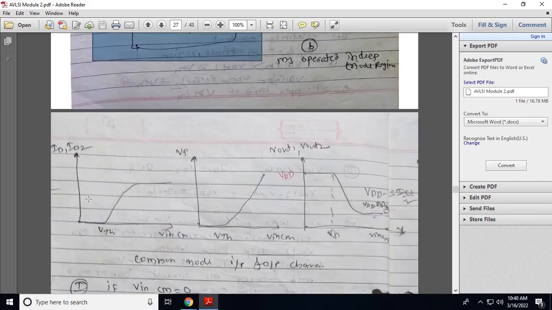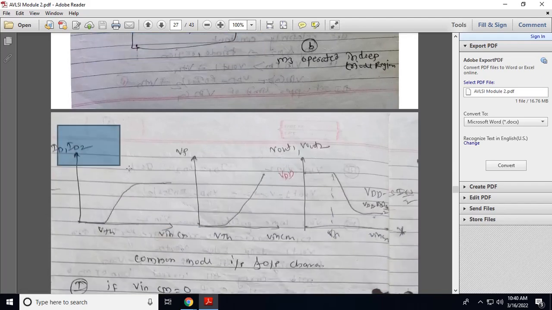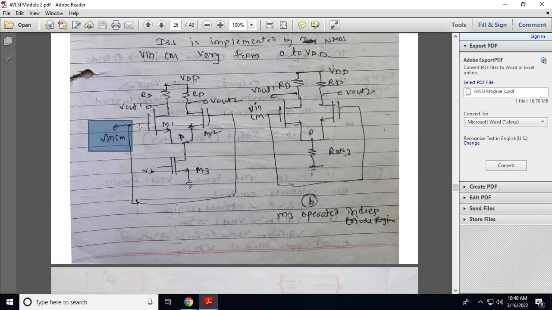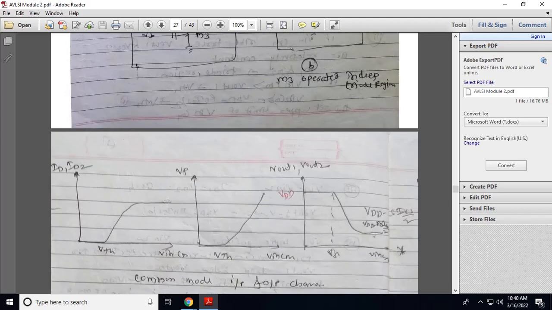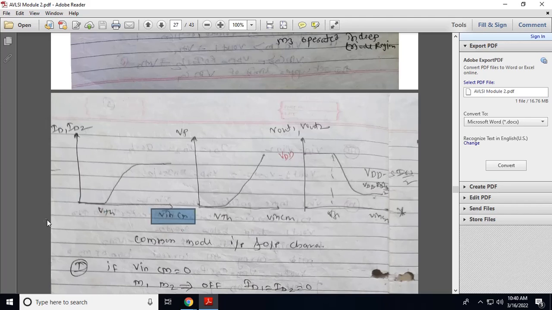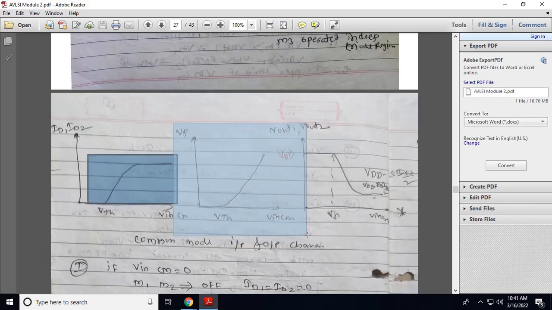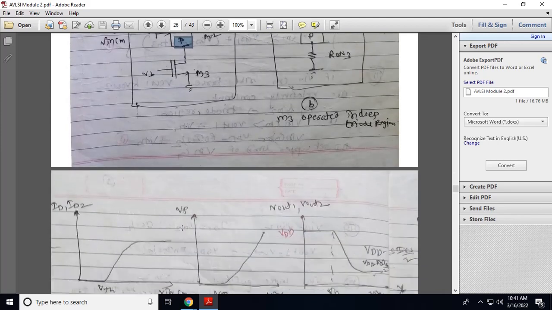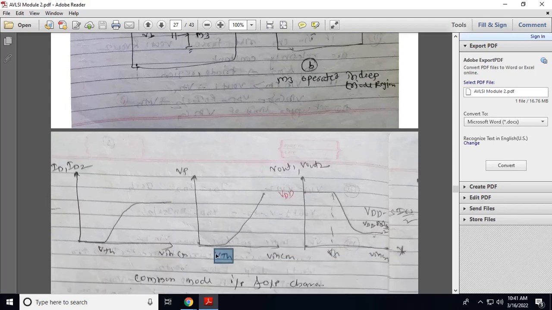For the common mode, we will plot a graph of the input and a graph of ID1 and ID2. Whenever the input is less than VTH, transistors M1 and M2 are off, so ID is equal to 0. When Vin is equal to VTH, the transistor will turn on, so ID starts to increase as Vin increases. Now this is a graph of Vin and Vp, where Vp is this point. This is a source follower. When Vin is less than VTH, the transistor is off, so there is no voltage at this point. When Vin is equal to VTH, the transistor will turn on, so Vp will follow the input.